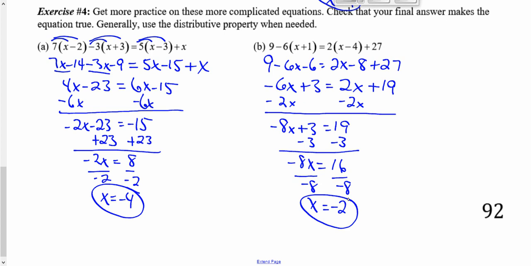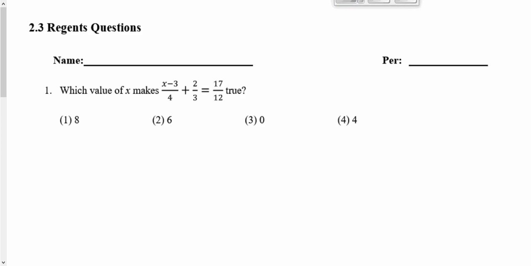Okay, let's take a look at some Regents questions here. I'm going to show you some tricks with fractions. I know you hate them, but I can show you how to get fractions completely out of an equation so you can solve it just like these, okay? Because I know you don't like them.